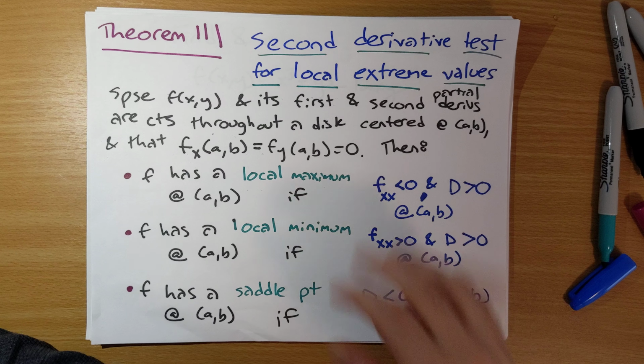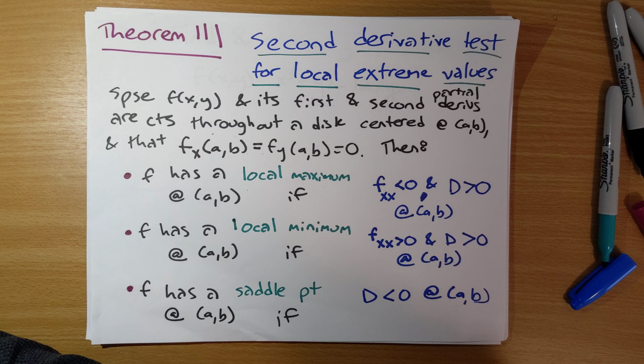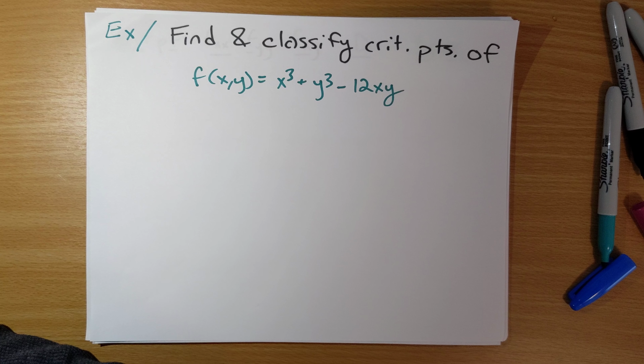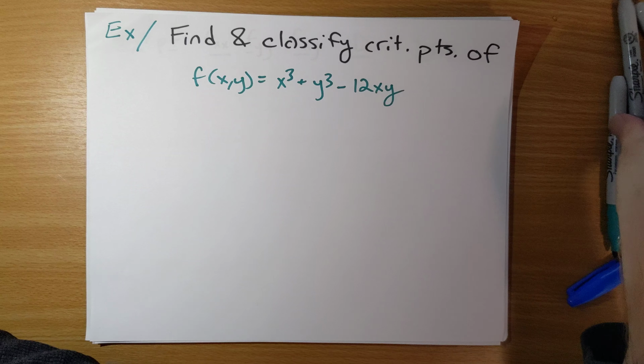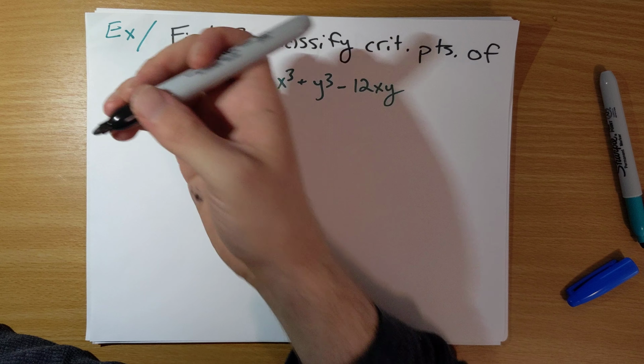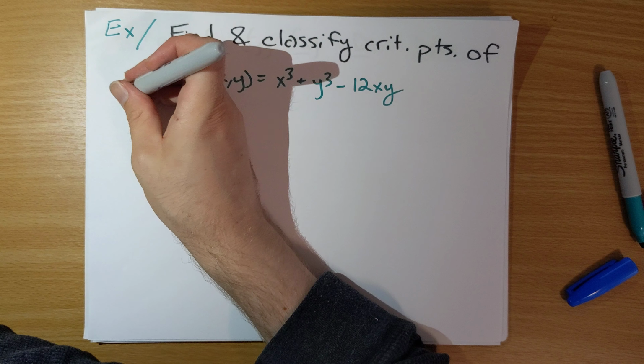Let's solve another problem applying the second derivative test. So here's our example. Find and classify critical points of this function. f(x, y) is x cubed plus y cubed minus 12xy. So what do we have to do? Let us do as before. We want to start off by finding critical points.